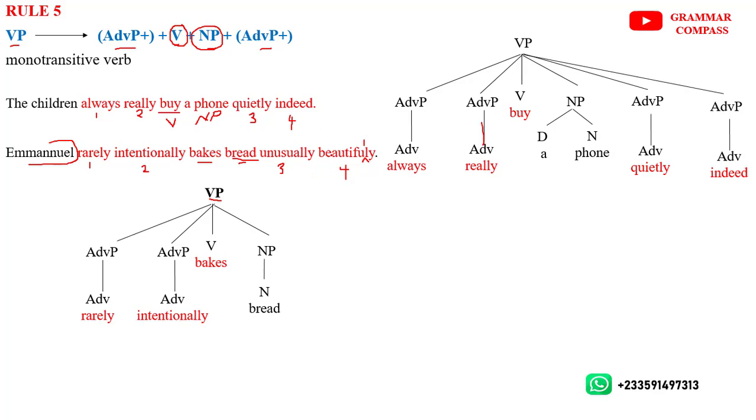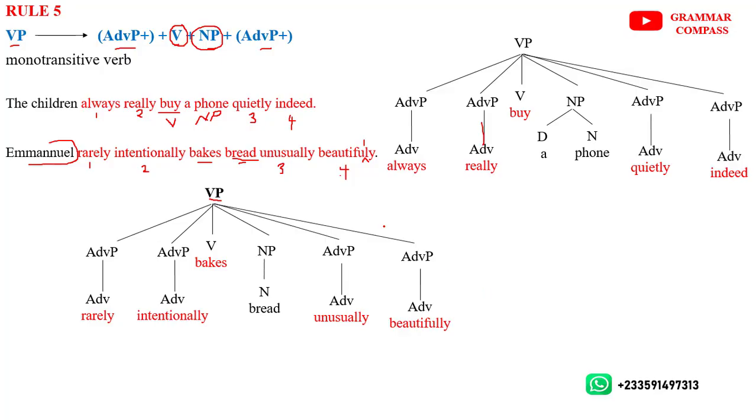These are adverb phrases. Each of them is qualifying the verb head. Therefore, we draw two branches to account for each of the adverb phrases. The first branch will account for unusually. Therefore, unusually is an adverb phrase that consists of the adverb unusually. And then beautifully will also have another branch to account for it. So this adverb phrase, the fourth adverb phrase, consists of an adverb, that is beautifully. This is rule number 5.